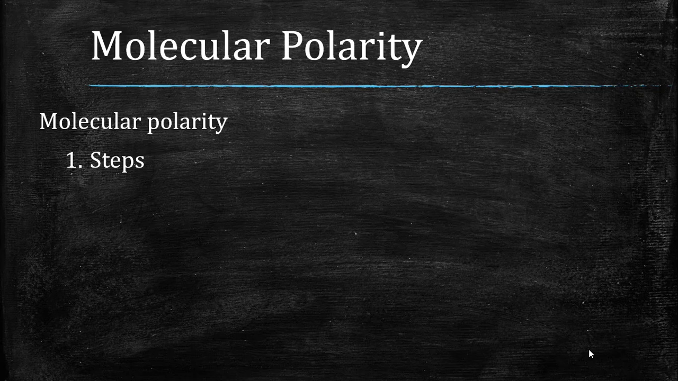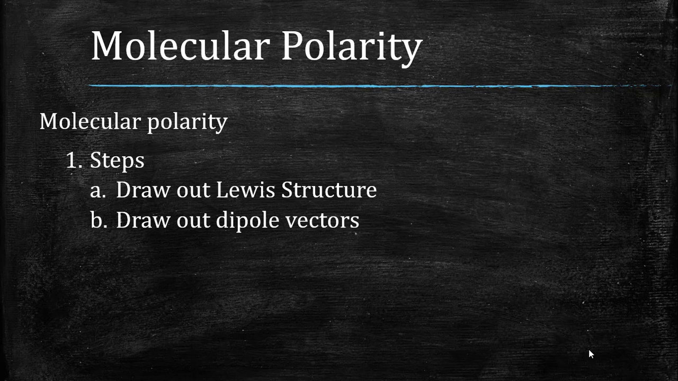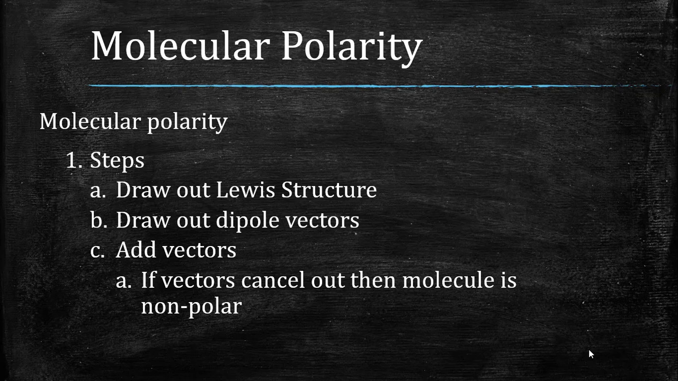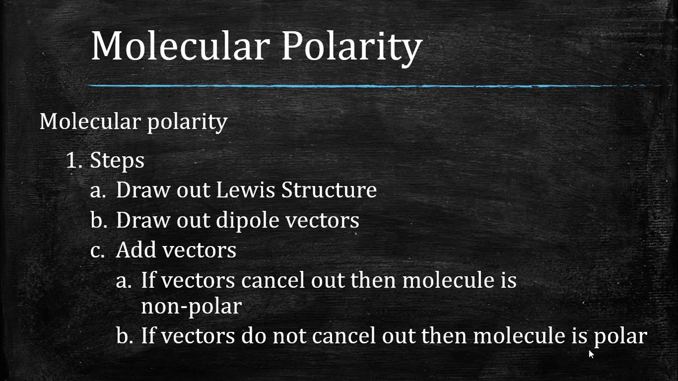How do you determine whether the vectors cancel out? You follow the steps. First step, draw out the correct Lewis structure. Second step, draw out the dipole vectors, remembering to draw from the lesser electronegative element to the greater electronegative element. Add the vectors together. If they cancel out, nonpolar. If they don't cancel out, polar. So let's take a look at a couple of examples.